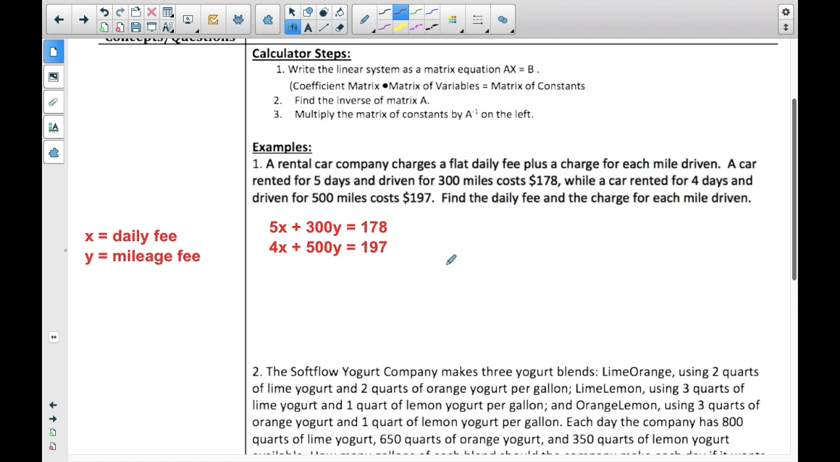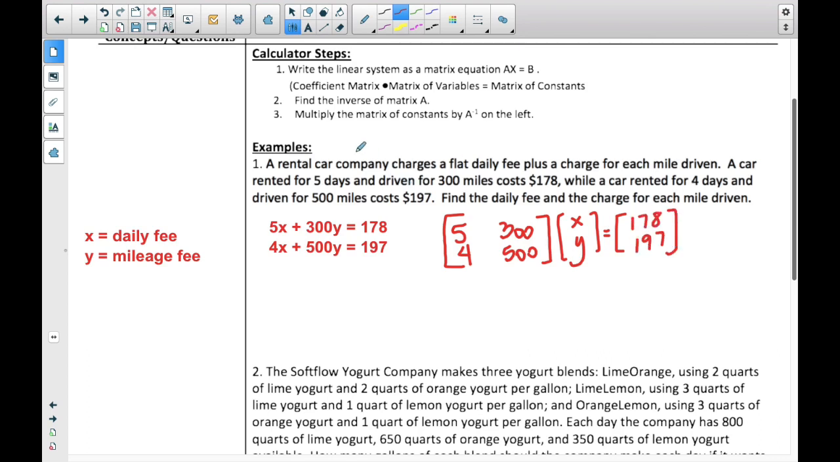Now that we have those, what we need to do is put this into a matrix. And the matrix is just like we were doing yesterday, where we're going to have 5 and 300 and 4 and 500. And then we have our variable matrix, so we have x and y. And then finally we have the constant matrix, which is on the right-hand side of our equation here. We have 178 and 197. So those are the matrices. When we go into our calculator, we are going to call this one A, and we are going to call this one B. So again, pause here, go to your calculator, enter these into your matrices.